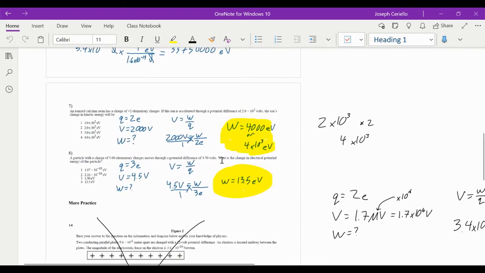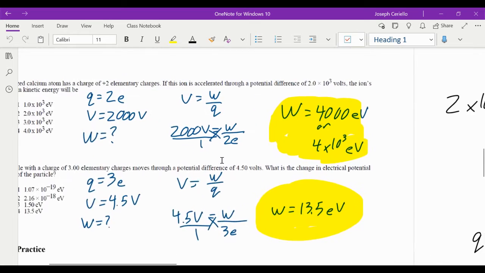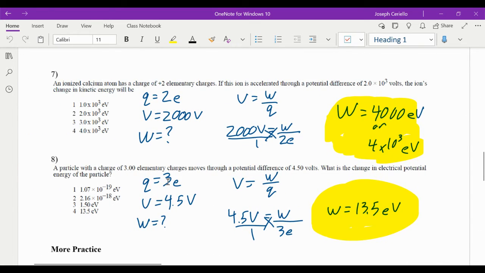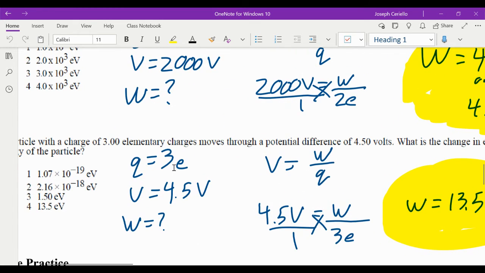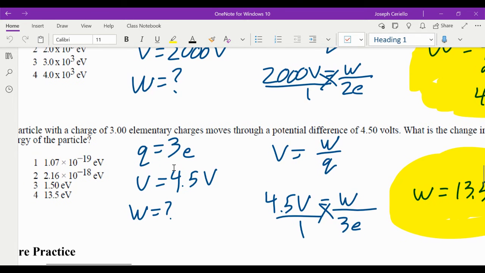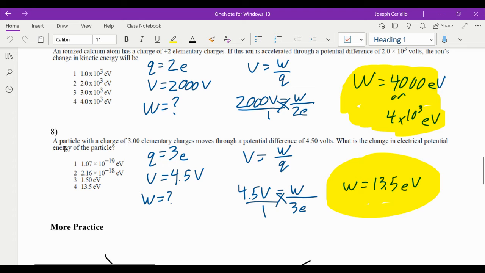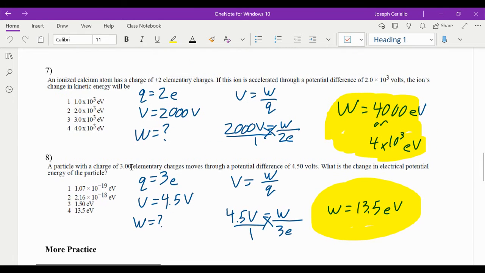All right, so how do you know when to do electron volts? How do you know when to do joules? How do you know when to make Q 3 elementary charges, or, excuse me, 4.8 times 10 to the negative 19 coulombs? It's kind of a practice, but it's also looking at what you're given. Notice how your answer choices are in electron volts.